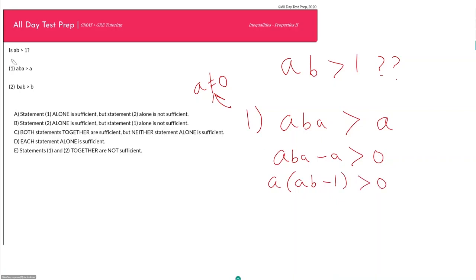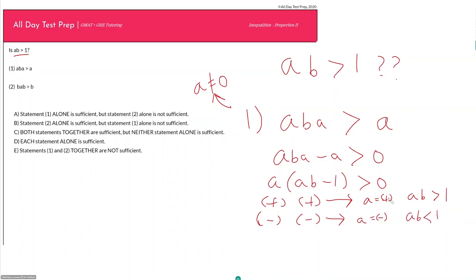So then I want to figure out, what is this telling me about AB? Because that's what the question's asking about. So again, there's only two ways A times AB minus 1 can be greater than 0. Either they're both positive or they're both negative. If A and AB minus 1 are both positive, what is that telling about AB? So here this means A is positive. Then based on the second part here, AB must be greater than 1. What about here? So now we know A is negative. If AB minus 1 must also be negative, AB must be less than 1.